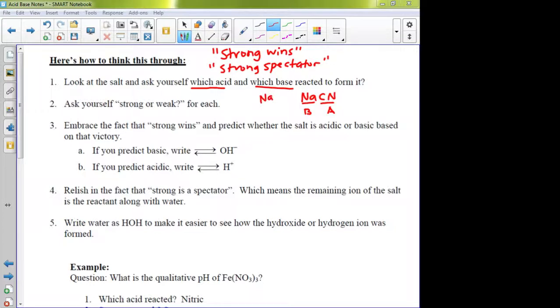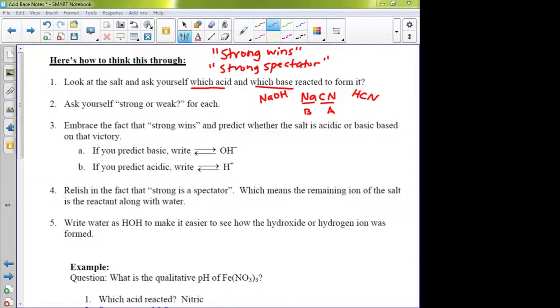Na, what would make it a base? OH. Thank you, Zach. So it came from NaOH, which means my CN came from what? My acid, so it would come from, what makes something an acid? That H in the front, so it would be HCN. Okay? So that's the first step.